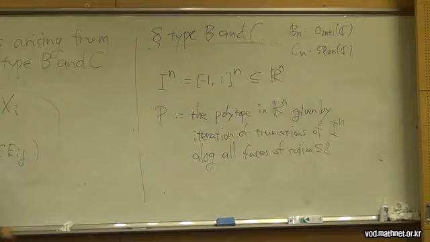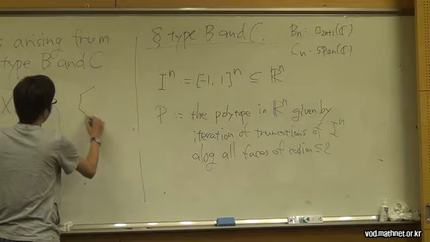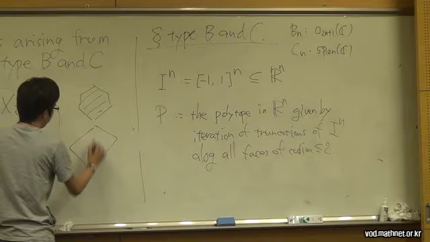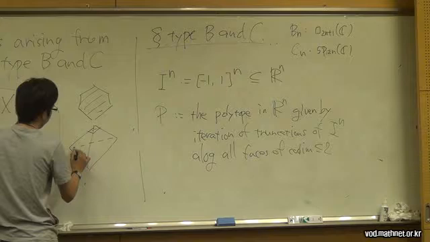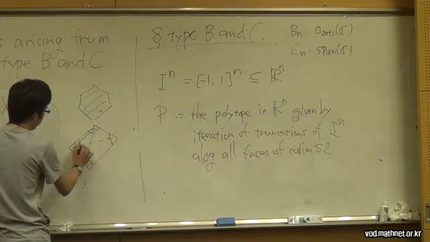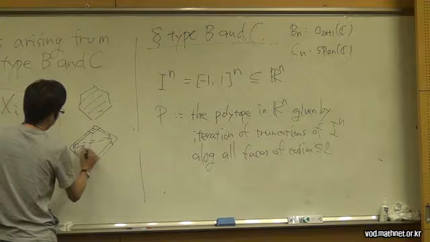I forgot to say one thing for type A. For type A, the toric manifold comes from the so-called permutohedron. So the polytope in the two-dimensional case is like this. And in the three-dimensional case, for the permutohedron, we truncate the vertices first, and we cut the edges next. This kind of construction gives the type A toric manifolds.